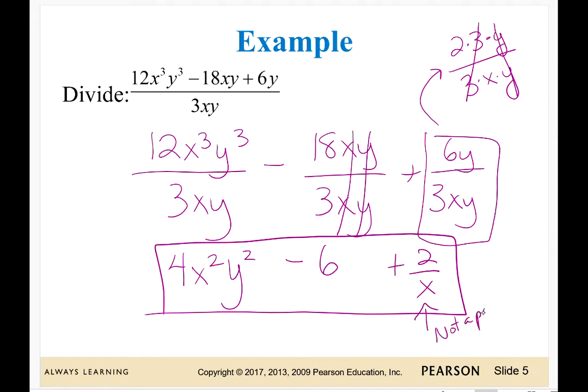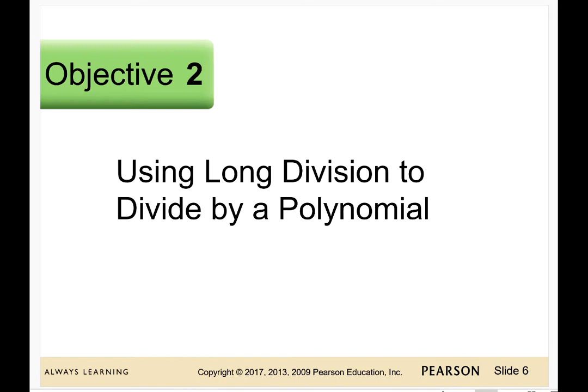You cannot have a variable in your denominator. So it may turn out that it comes out perfect and you don't have any variables in your denominator. That'd be great. Then it is a polynomial, but every problem is going to be different. So please make sure that you're being extra careful on these. All right, so that is objective number 1.